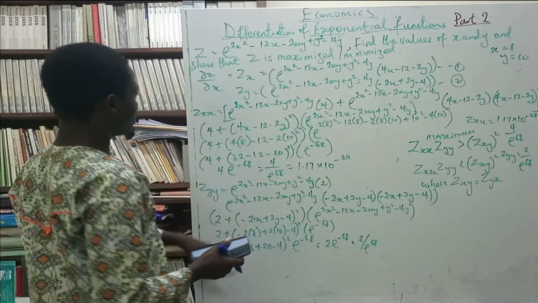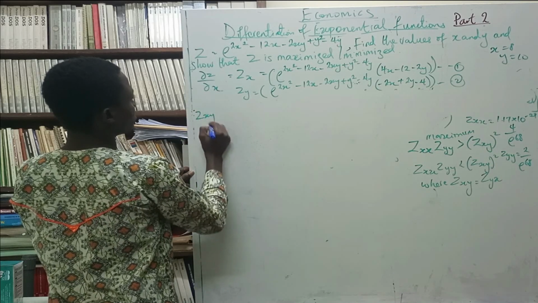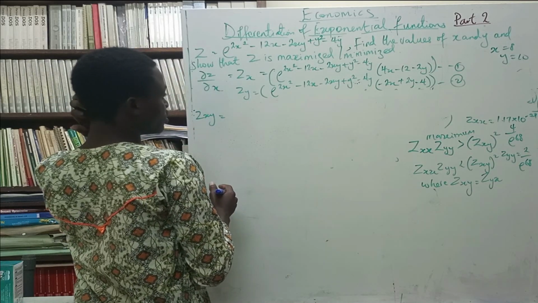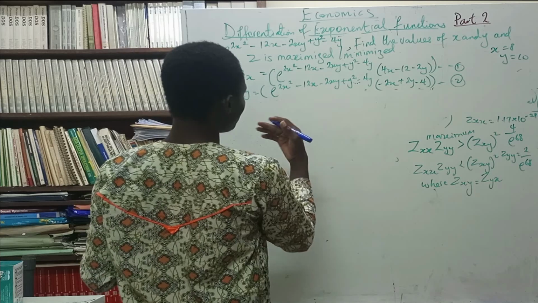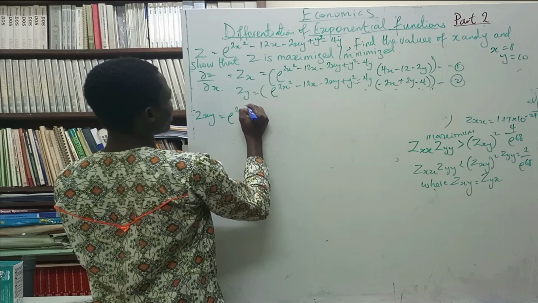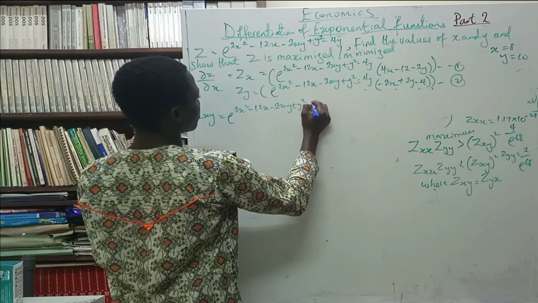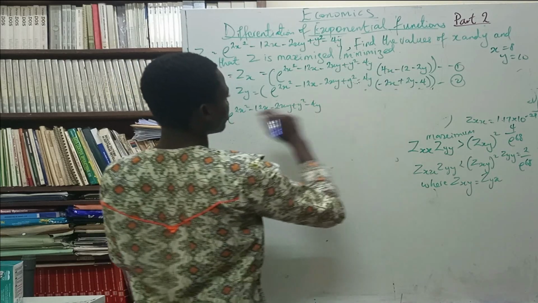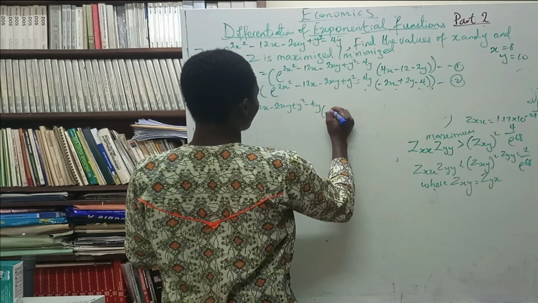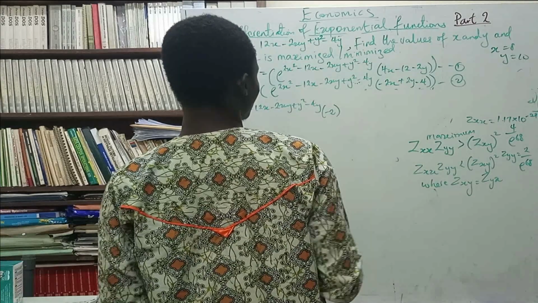So I'll rub from here downwards. Okay, so zxy is equal to, so we have all of this, and we are going to differentiate with respect to y. The same thing, e raised by 2x squared minus 12x minus 2xy plus y squared minus 4y. When you differentiate this with respect to y, you are going to have minus 2 into bracket minus 2. Alright, so that's minus 2 since it's y.